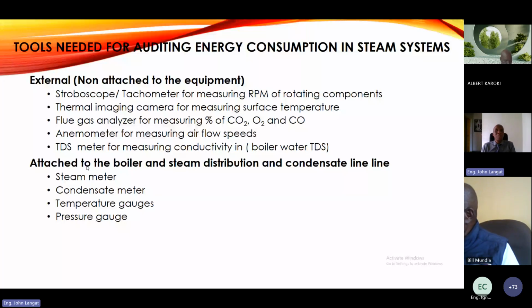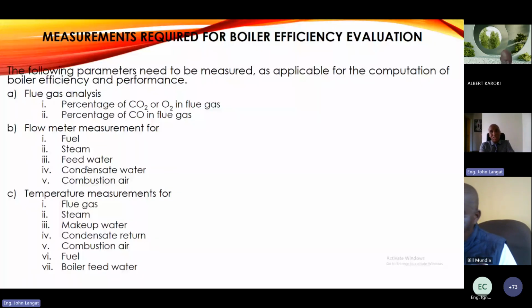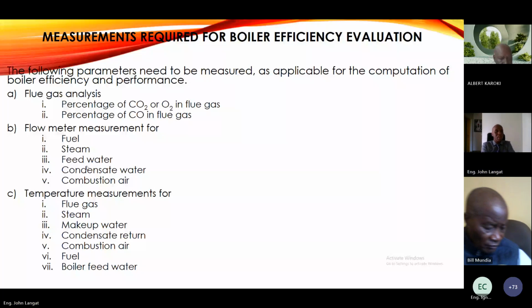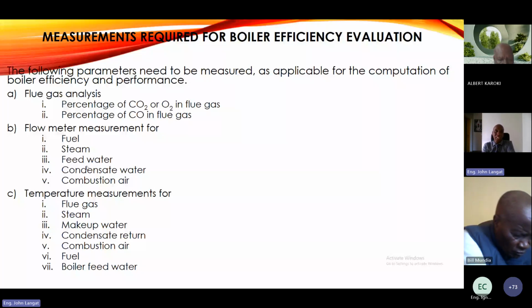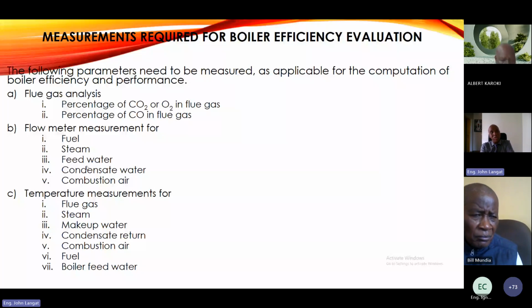higher energy consumption. So what are the measurements required for boiler efficiency evaluation? What measurements do we need? One, flue gas analysis. And for this one, you use the flue gas analyzer. These are the main things that you need to look at as an energy auditor: the percentage of CO2 and percentage of oxygen in flue gases. Then the flue gas analyzer will also give you the percentage of carbon monoxide.